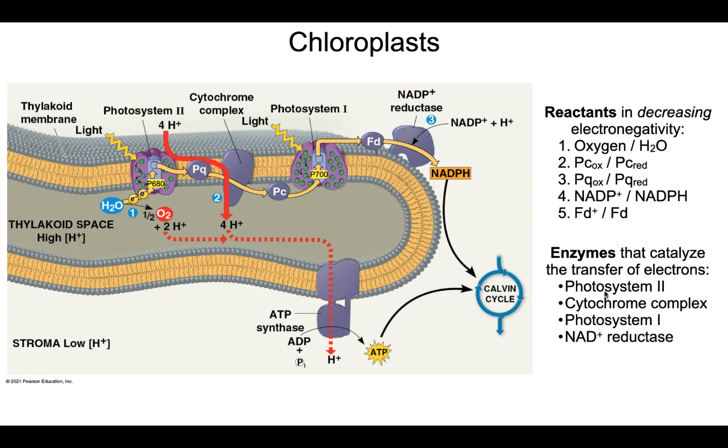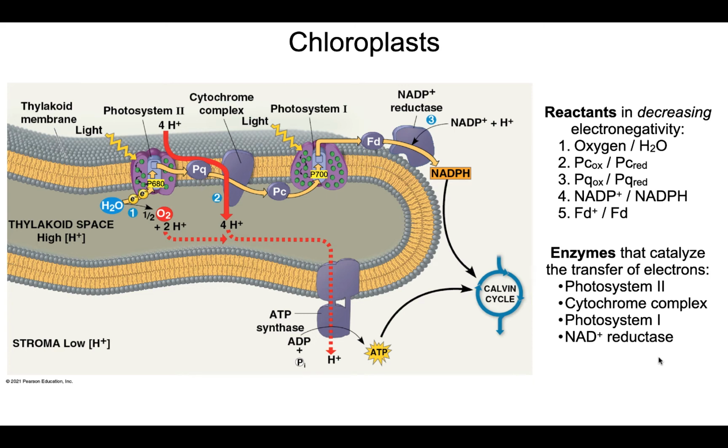Well, first we have photosystem 2, that's right here. Then we have the cytochrome complex, not to be confused with cytochrome C. This is the cytochrome complex right there. And then we have photosystem 1 right there. And then we have NADP plus reductase, and that is right there. So we have all of our reactants. We've identified all of our enzymes.